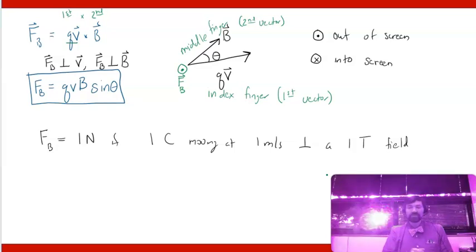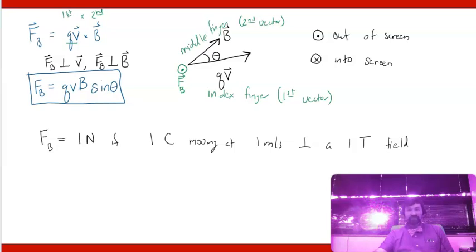And again, if I start with my fingers pointing along the QV vector, and then I rotate until my fingers are pointing along the B vector, then my thumb again will point out of the board. Hard to show on the video screen this way though.